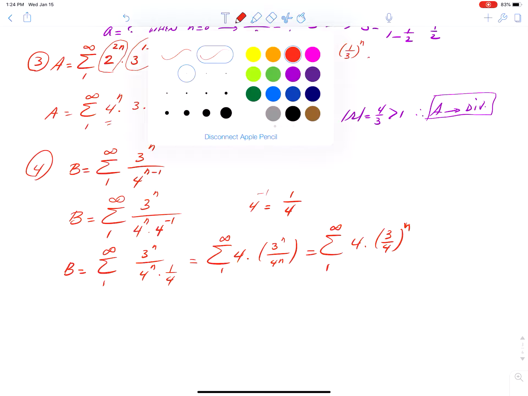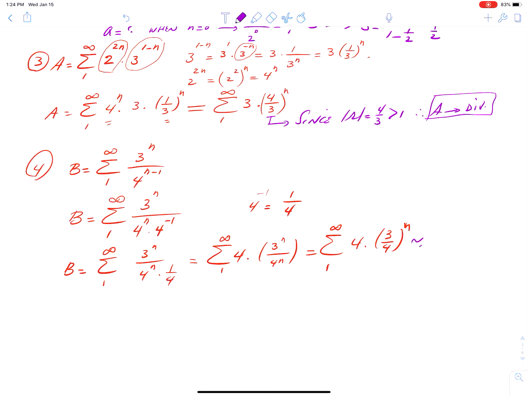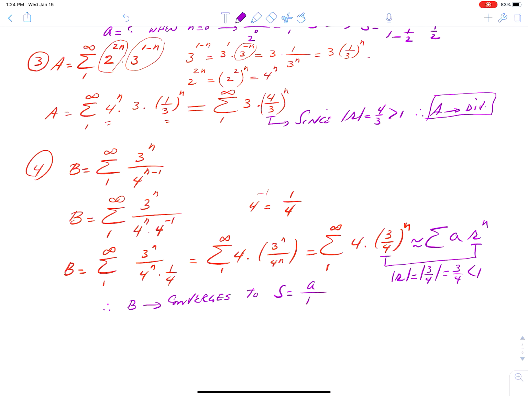And so based on geometric series, if I compare this to my A times R power n, my R happens to be this. So you could say since the absolute value of R, which happens to be 3/4, is less than 1, therefore B converges to what? S, and that S was A over 1 minus R.